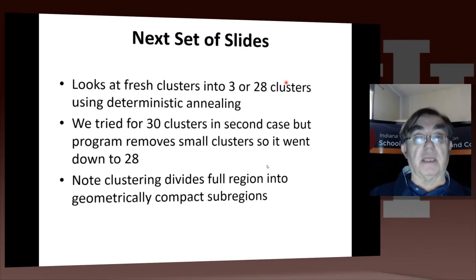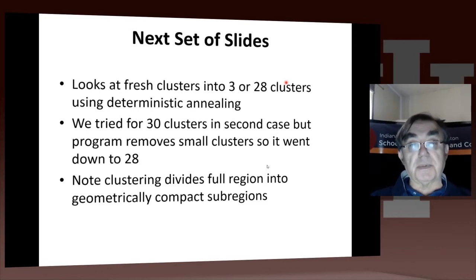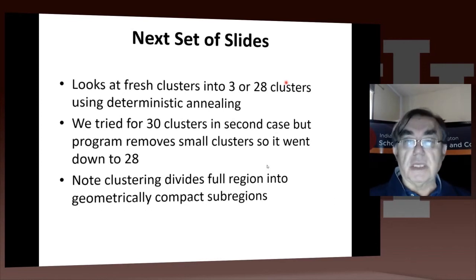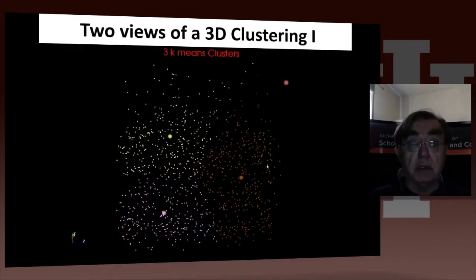It actually found 30 clusters, but there's a cleanup step where it removes small clusters, and it removed 2 and got 28. And we will see that in the case of the 28 clusters, they are actually divided into geometrically compact regions, which are significantly smaller than the 3 clusters. And so this is something which clearly can be used in the classification algorithms, which are needed for recommender systems.